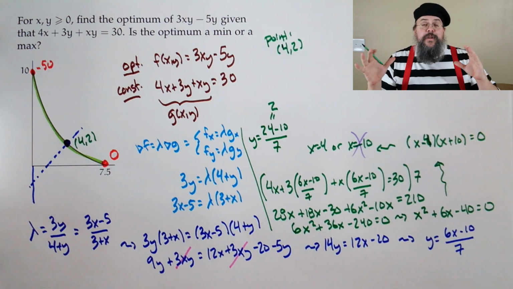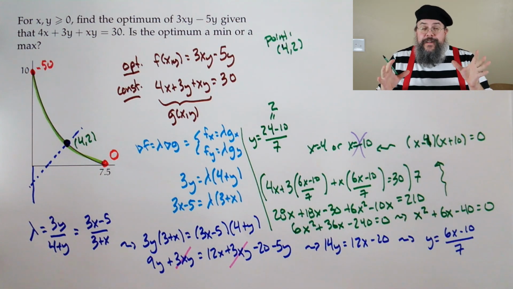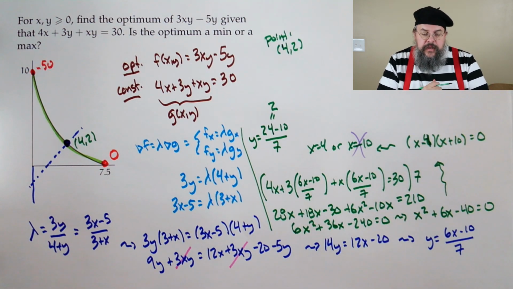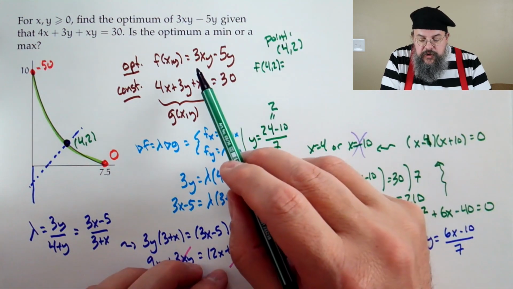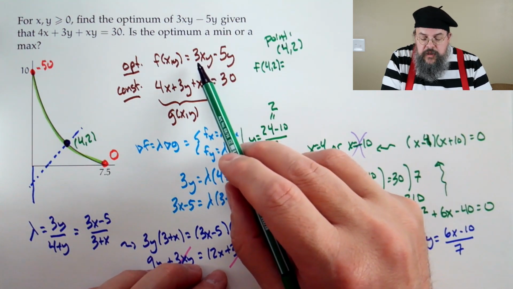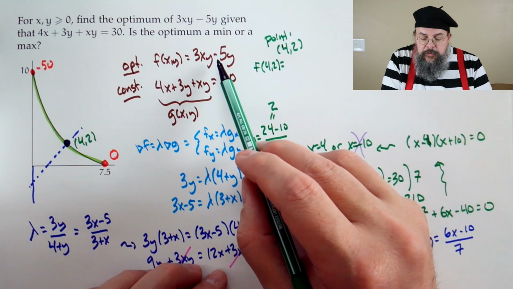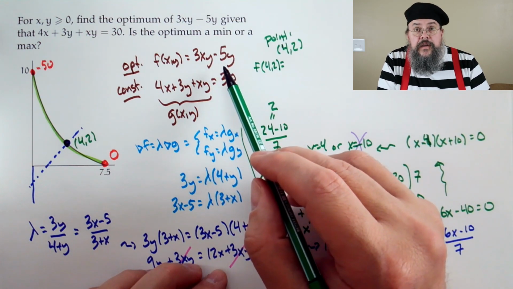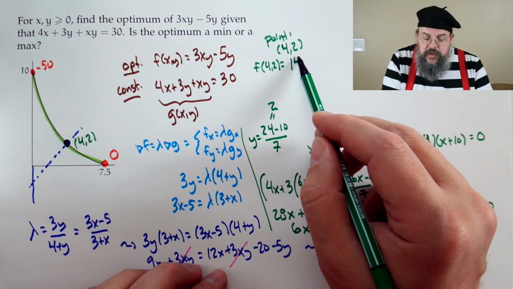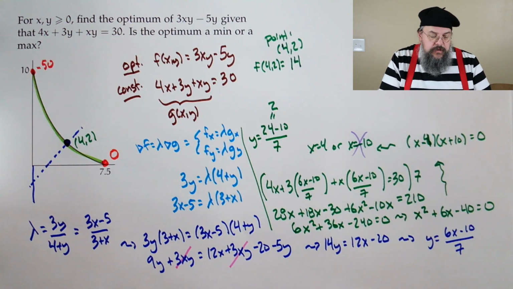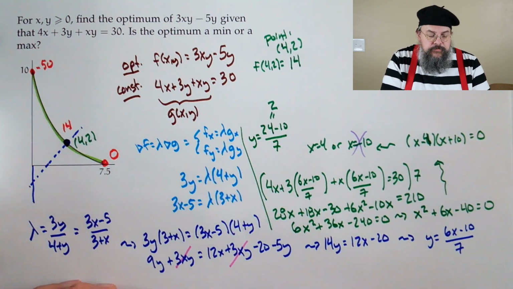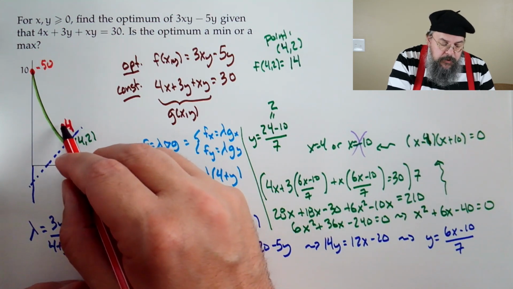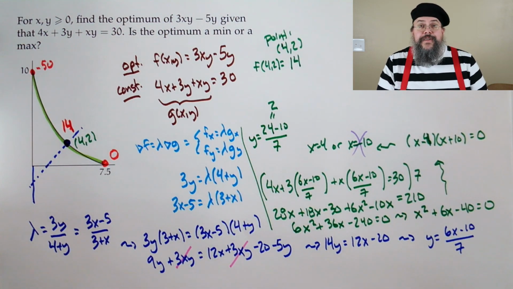So that's where an optimum is likely to occur. Let's figure out what's going on here. So that's a location. Now what we want to do is plug that in. Okay, so if we think of the function at 4, 2, so that's what? 3 times 4 times 2. Okay, that's 24. And then minus 5 times 2, that's 10. 24 minus 10 is 14. Okay, so we say, great. At this point, at 4, 2, it's 14. So now we're ready to think about what kind of point is it. Is it a min or is it a max? Or is it neither?